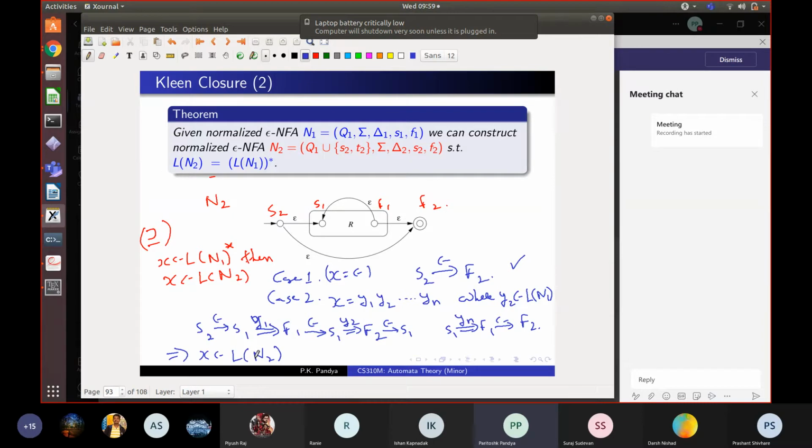N2 accepts many other words. We have not proved anything else. We have just shown that every word in the Kleene closure of the language of N1 is in the language of N2. Is this clear?